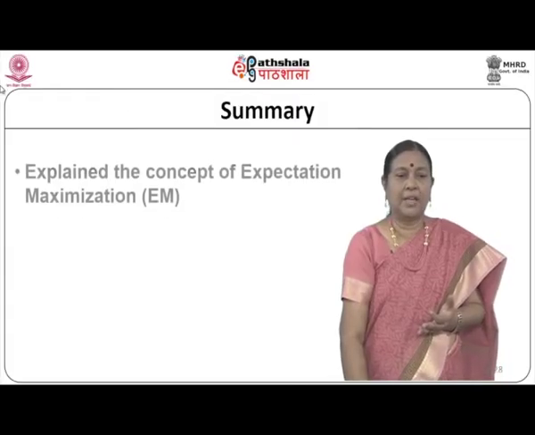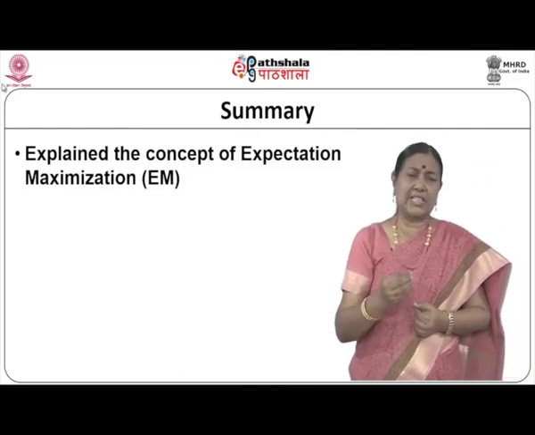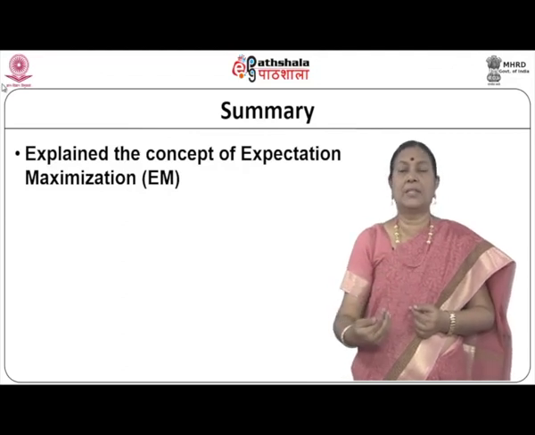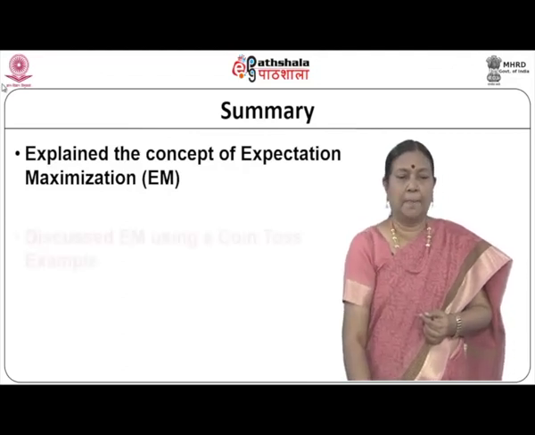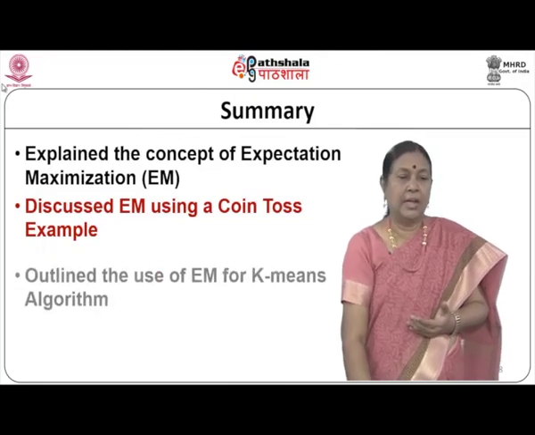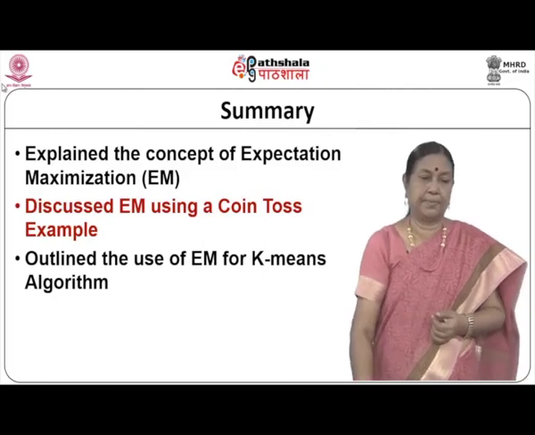So, summary. We have explained the concept of expectation maximization using a very simple example of a coin toss, and then extended it to k-means using Gaussian mixtures. We discussed the coin toss example as already told, and then we outlined the use of EM for a realistic k-means algorithm example.